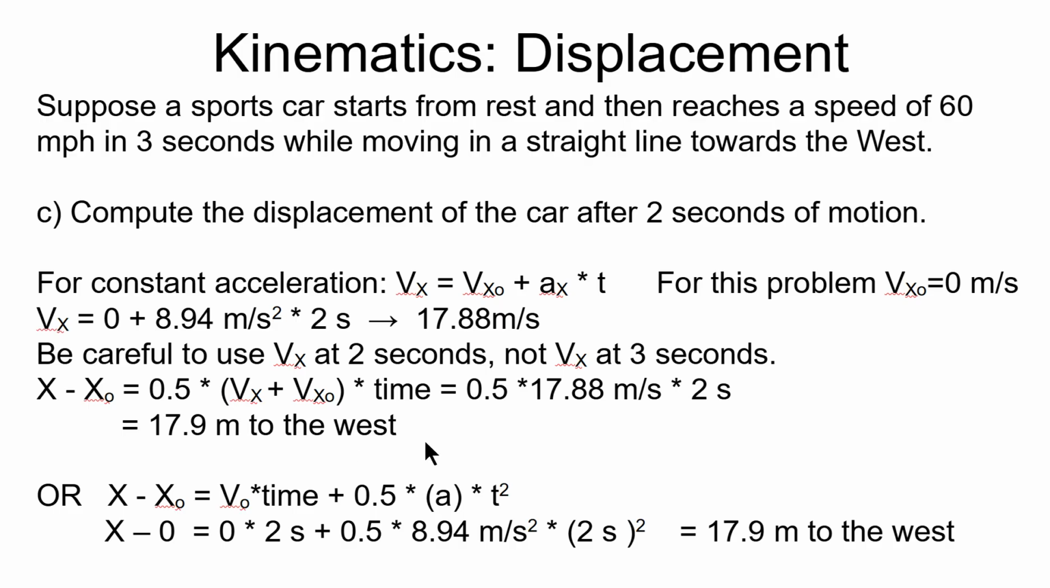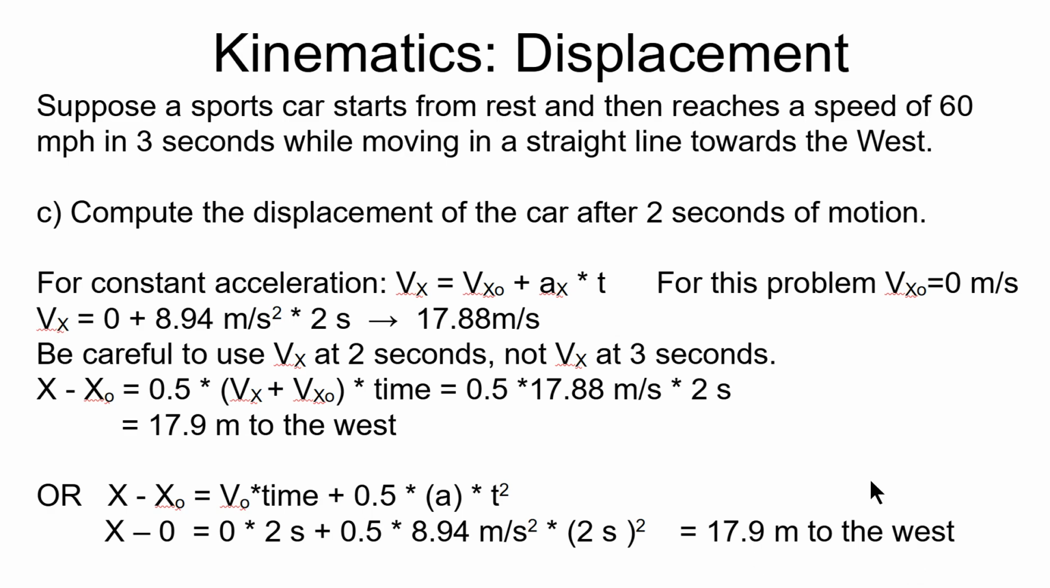Is there another way to do the calculation? Well, yes, there is. There's a third kinematic equation that can give us the answer. Final position minus initial position equals initial velocity multiplied by time plus 0.5 times the acceleration times t squared. And we know these values, so v naught is 0. Acceleration is 8.94 meters per second squared for its magnitude. And again, pause it, work out the calculation on your calculator, and hopefully you'll come up with 17.9 meters. Why do I say this is to the west? 17.9 meters to the west.